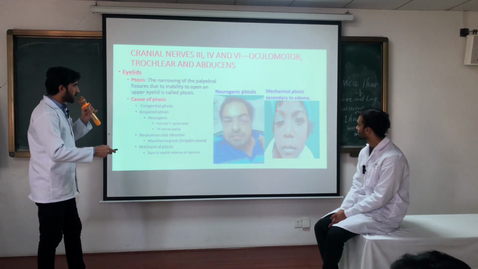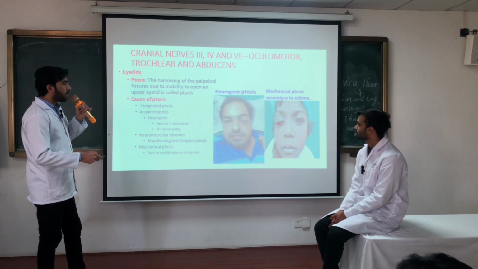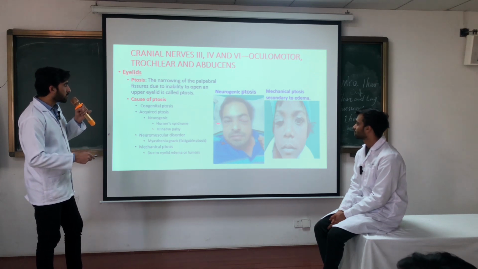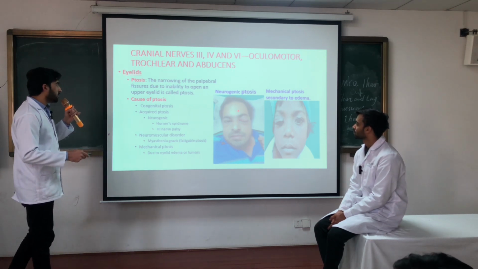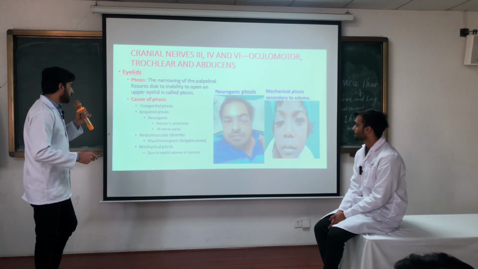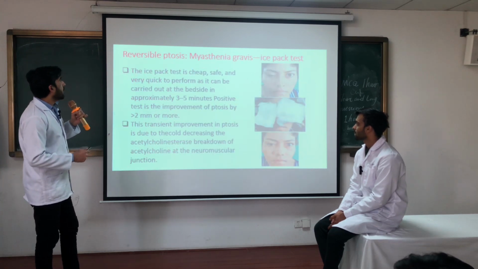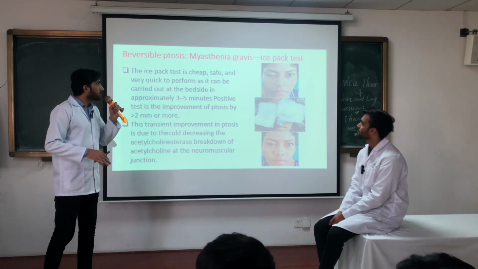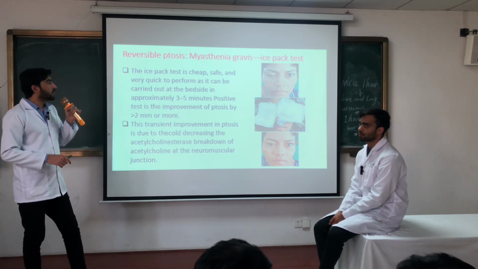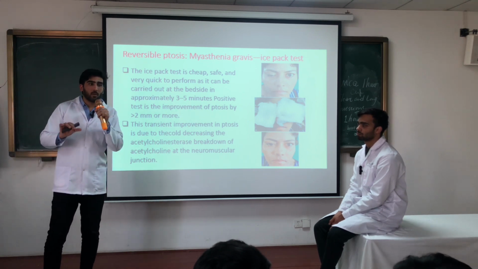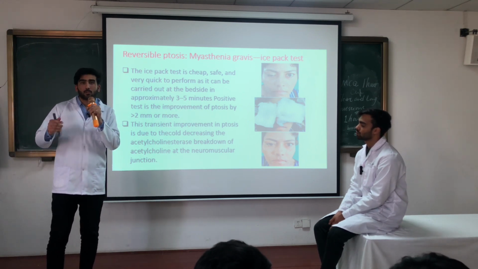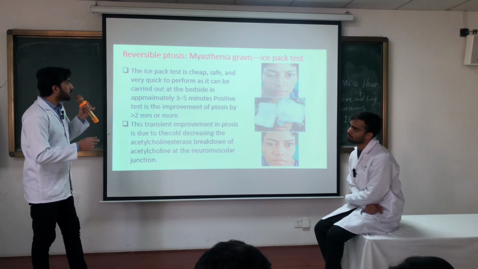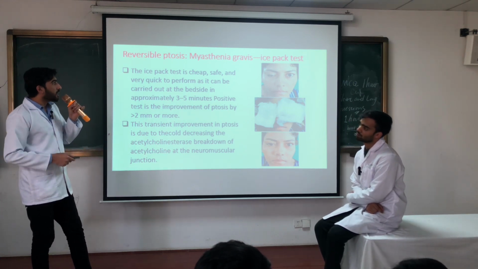As you can see, this patient is suffering from upper eyelid edema. So there is mechanical ptosis, and this patient has neurogenic ptosis. And also we can see reversible ptosis. What does reversible ptosis mean? If we do some kind of test, there will be a reversal of that condition. Most commonly, reversible ptosis is seen in myasthenia gravis.